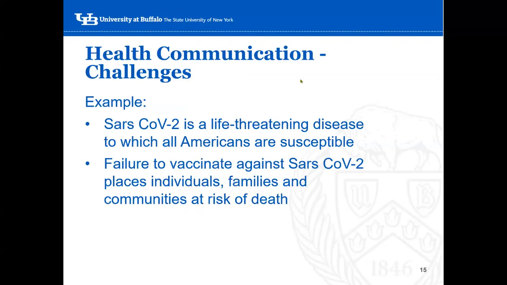So let's talk a little bit about a current, recent challenge in the area of health communication. Here's a statement that somebody wrote about SARS-CoV-2. SARS-CoV-2 is a life-threatening disease to which all Americans are susceptible. Failure to vaccinate against SARS-CoV-2 places individuals, families, and communities at risk of death. Pretty heavy-duty comment.